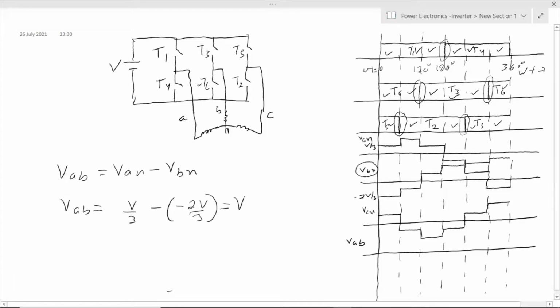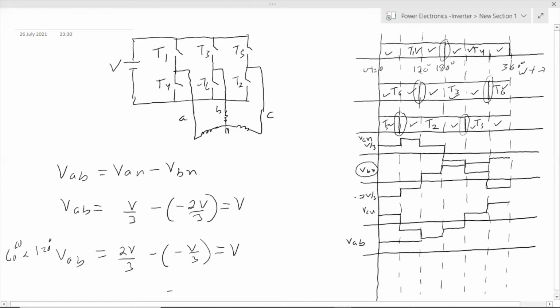Okay, so let me say that this is your V, VAB. Now in the second case, just see, from 60 degree to 120 degree, what will be VAB? It will be 2V by 3. So VAN is 2V by 3 minus of what? Minus V by 3. So it is again coming out to be V. So it will carry on V.